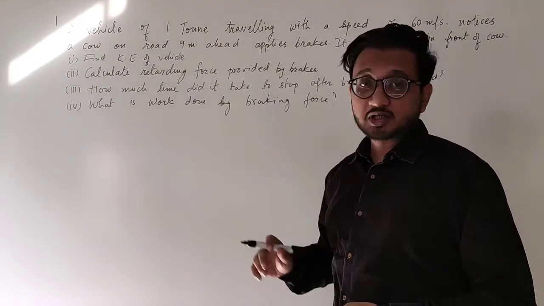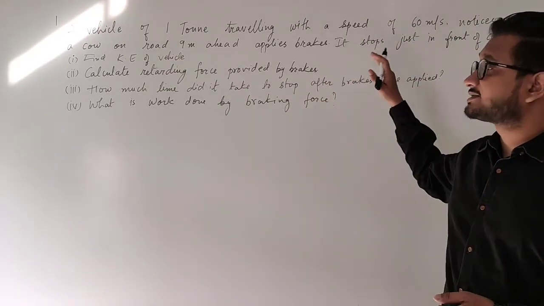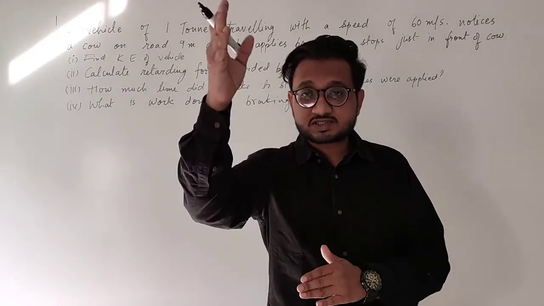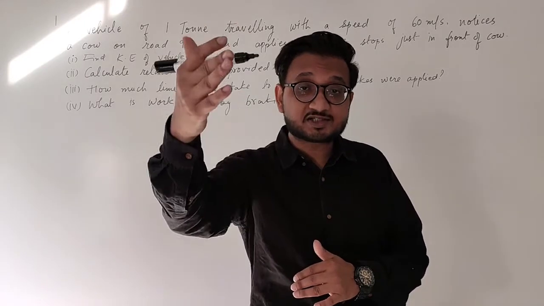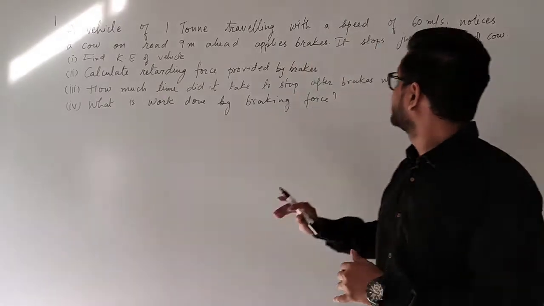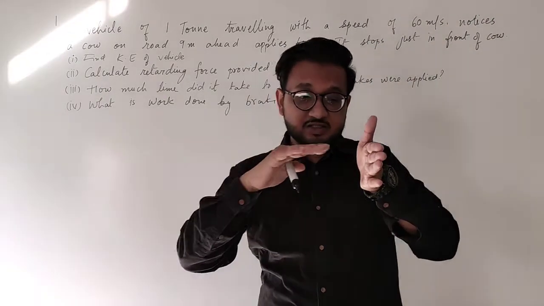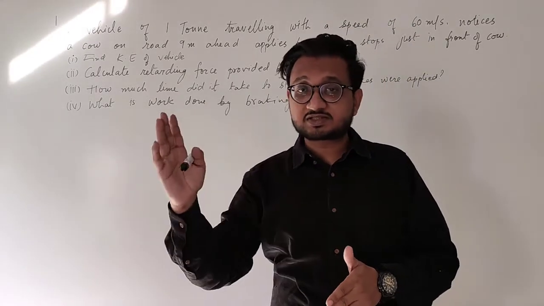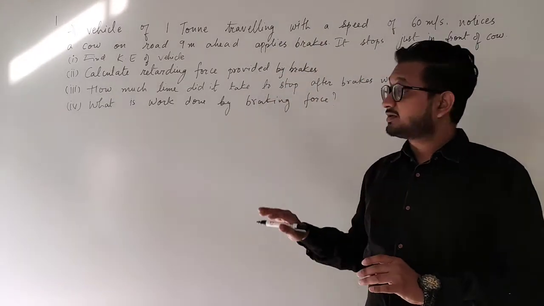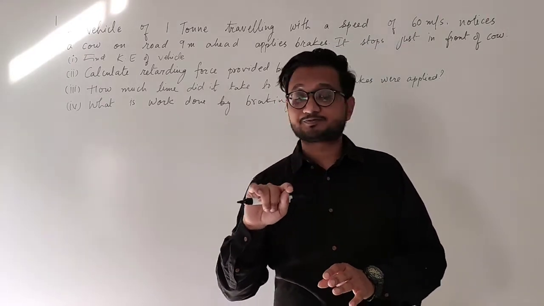Notices a cow on a road 9 meters ahead, applies brakes. So the driver of the vehicle notices the cow in the front 9 meters before and applies the brakes, and so it stops just in front of the cow. So the vehicle is just about to touch the cow. So you can see the 9 meters of the distance is totally covered and the vehicle stops. So the final velocity becomes 0.